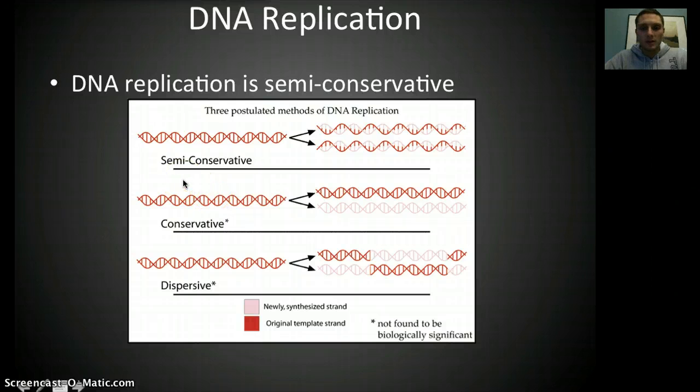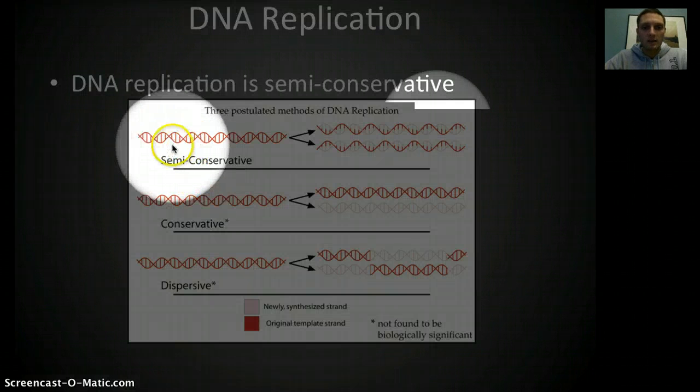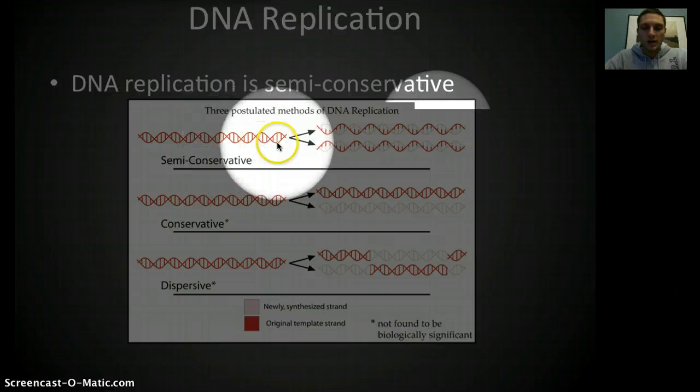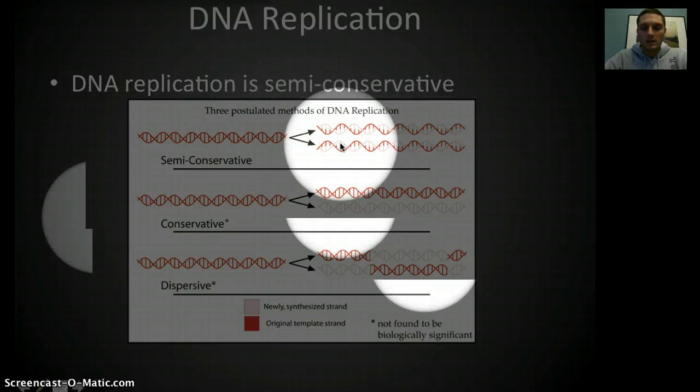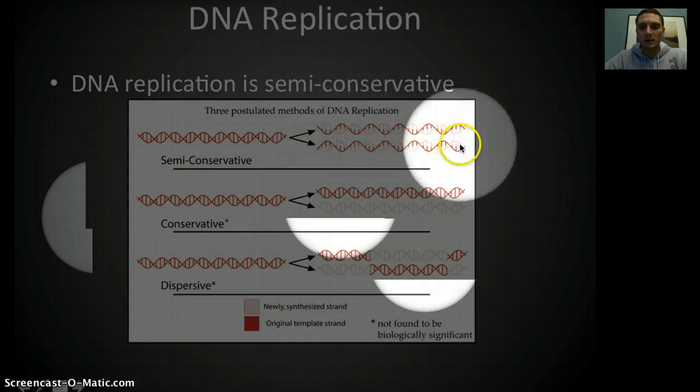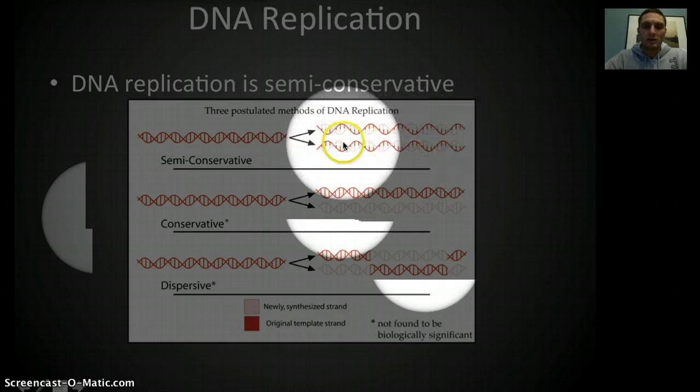The third option, and the one that we've found to actually be most accurate in our studies of DNA and how it's replicated, is called semi-conservative. And this is what you need to know, is that DNA replication is semi-conservative. In semi-conservative, we have our original strand, and for each original strand we get a template strand. So we've got both here. We've got our original strand and our new template strand.